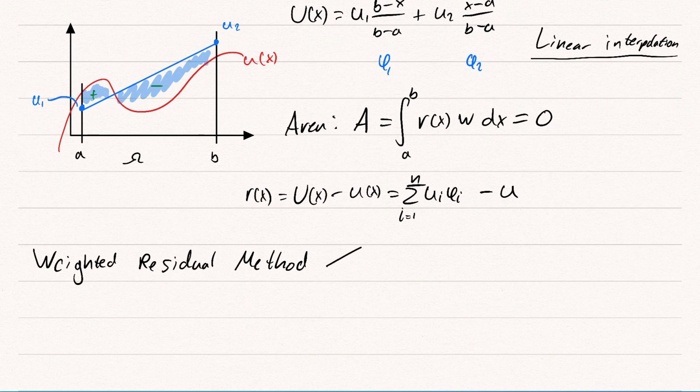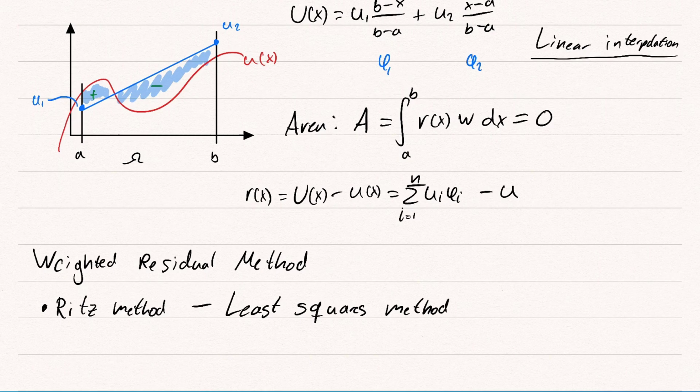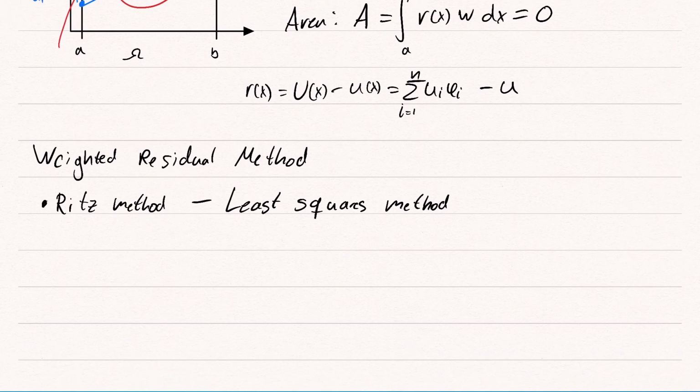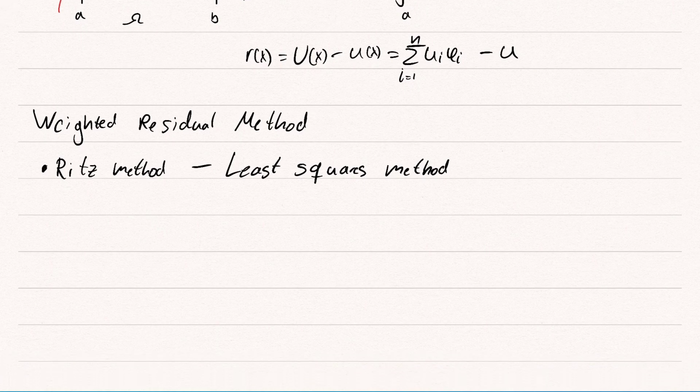So in here we have several methods, and one of them is the Ritz method, but you will probably know it under a different name. It's the least squares method. So if you did this in mathematics, you'll probably have fiddled around with the least squares method, maybe in different ways, maybe in a computer lab or something like that. But basically how it looks is the following.